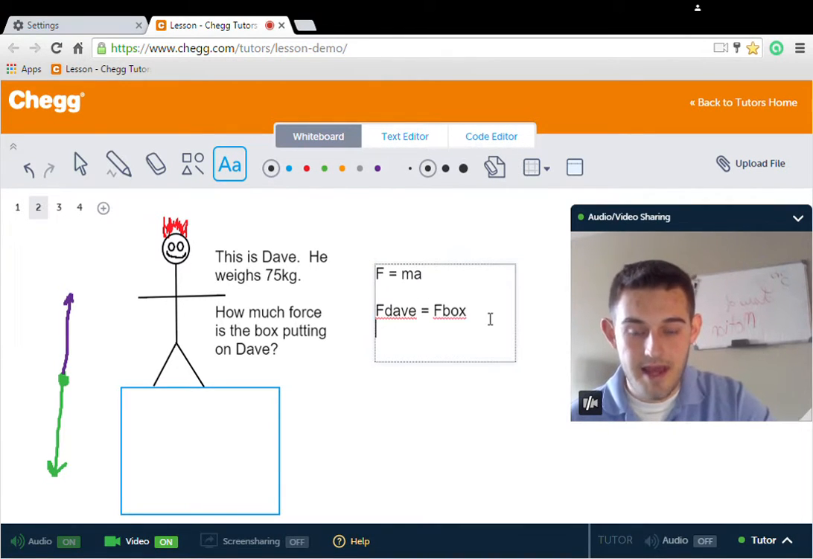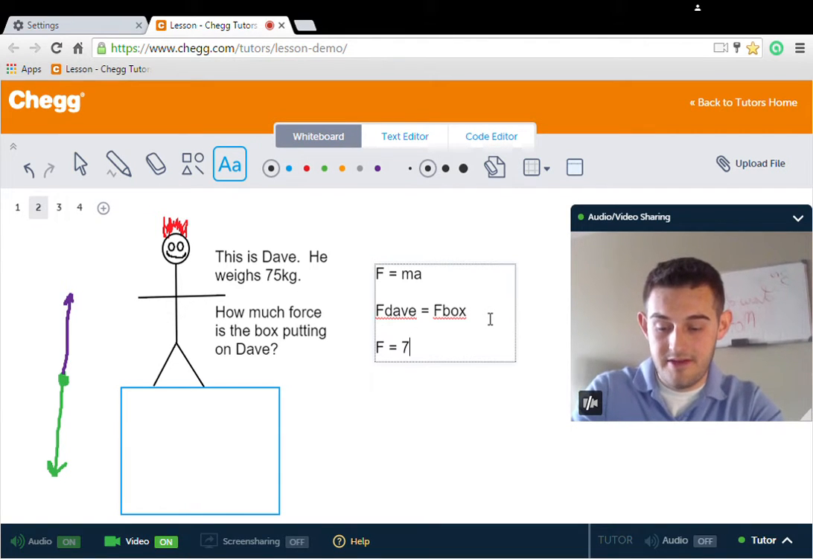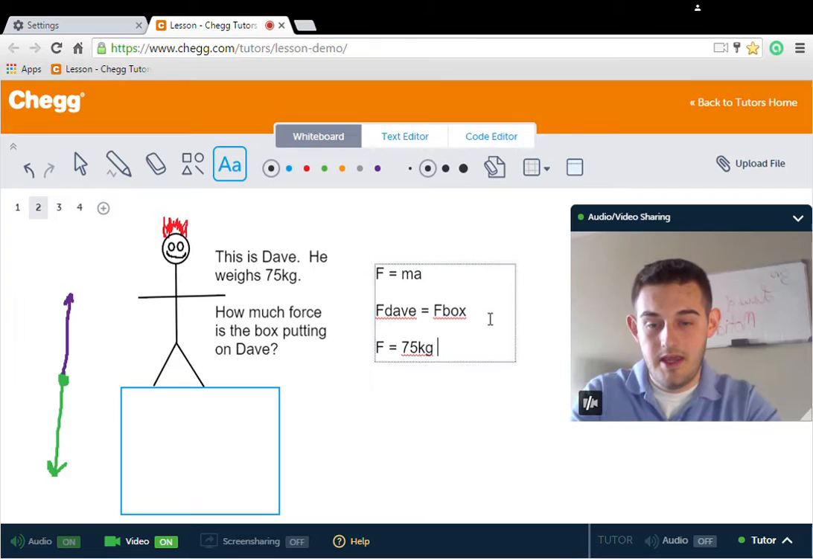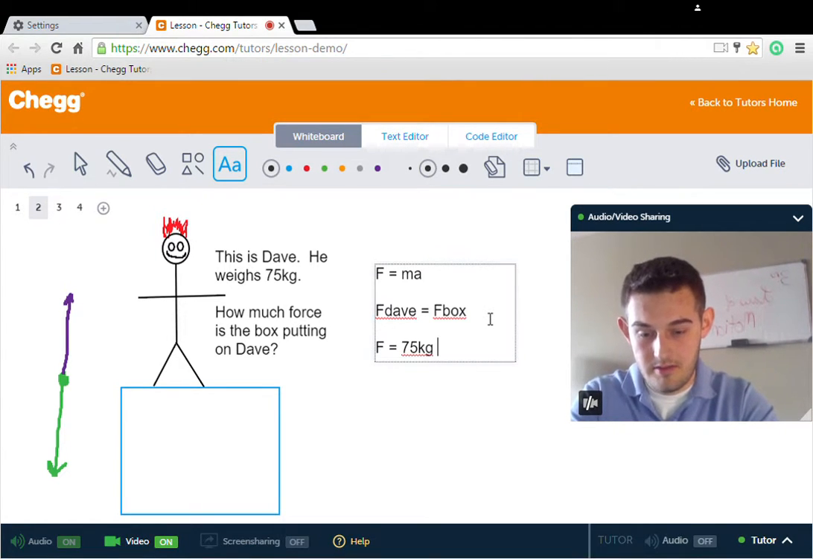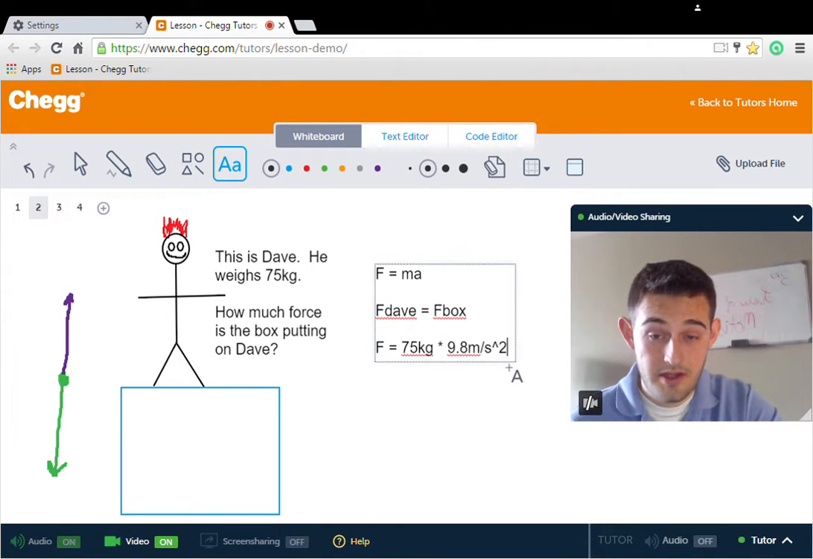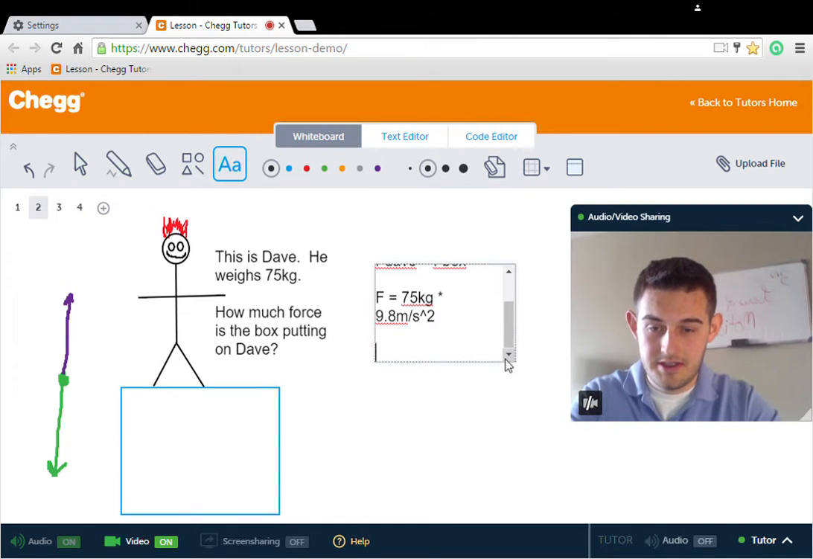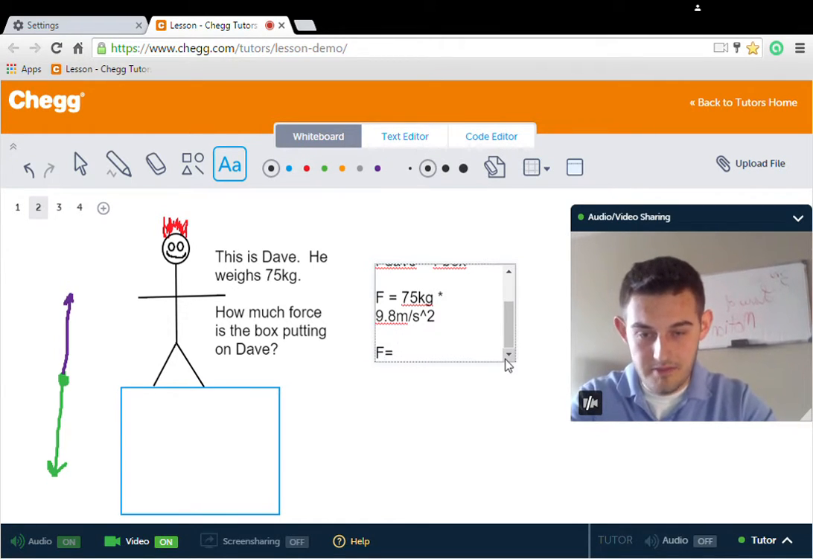So Dave's mass is equal to 75 kilograms. And the acceleration of Earth is 9.8 meters per second squared. And so if you do the math, the force the box is applying on Dave is approximately 750 newtons. Okay?